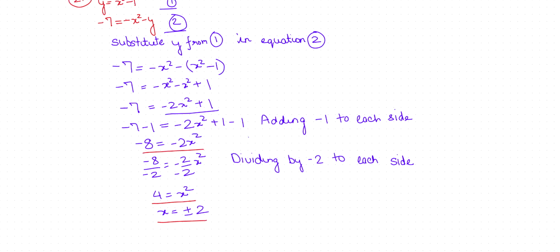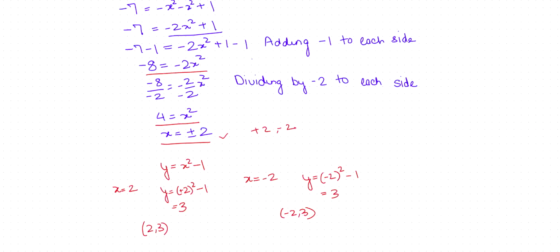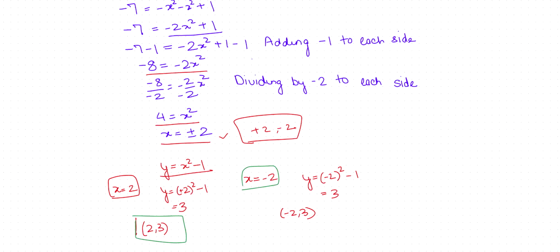So now to solve for y, we have to substitute x is equal to plus 2 and minus 2 both. So we see that we got x is equal to plus 2 and minus 2. We substituted x is equal to plus 2 and we got y is equal to 3. So this is one of our solutions. And here we substituted x is equal to negative 2 and we got 3. So this is another solution. Okay, let's do one more problem.